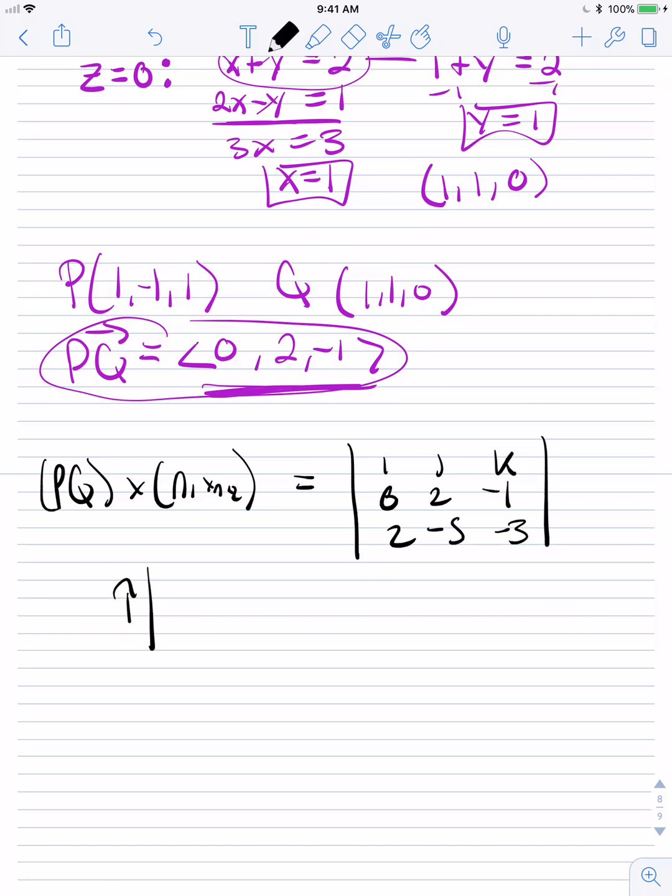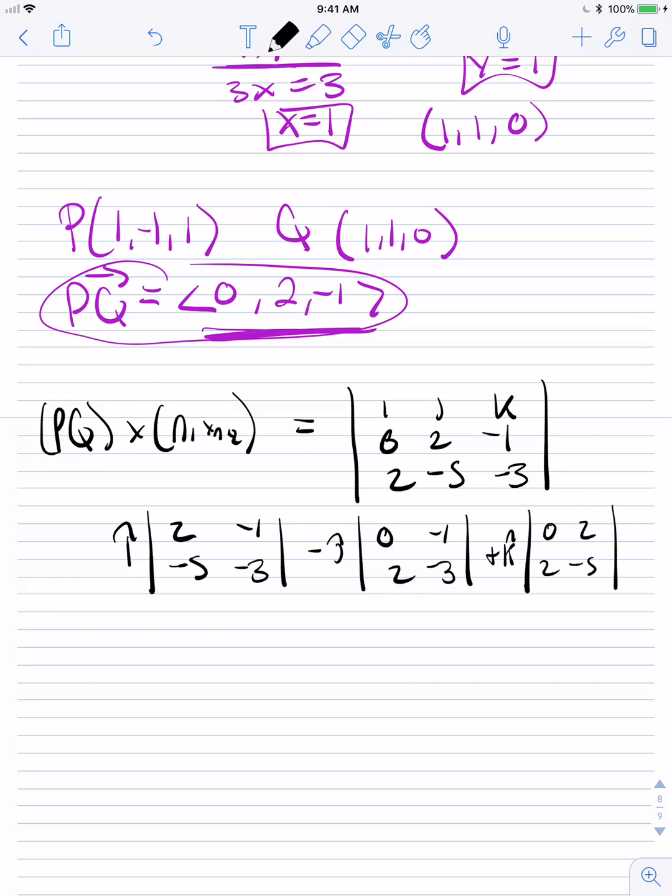So our i component, pull that out, we get 2, negative 1, negative 5, negative 3, minus j hat, 0, negative 1, 2, negative 3, plus k hat, which is 0, 2, 2, negative 5. So now cross multiplying, 2 times negative 3 is negative 6, negative 5 times negative 1 is 5. Subtracting them, we get negative 11. Negative 3 times 0 is 0. 2 times negative 1 is negative 2. Subtracting those, we get a positive 2. But this is a negative right here, so we have a negative 2 j hat. For the k, 0 times negative 5 is 0. 2 times 2 is 4. Subtracting them, we get a negative 4. So negative 4 k hat.